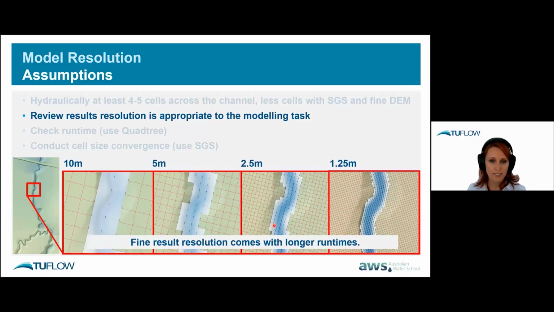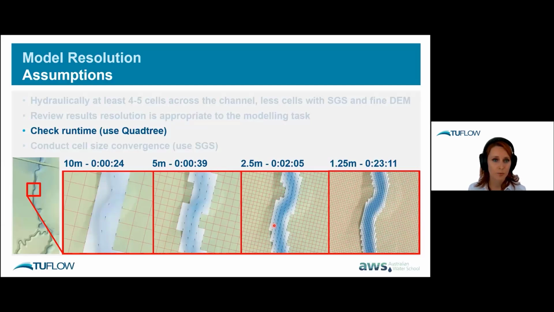But using a smaller cell size comes with longer run times. For example, here we have 10 meter running in 24 seconds, 5 meter in 39 seconds. If you go lower, then you can finally see some simulation runtime increase. The 2.5 meter model runs in over 2 minutes, and the 1.25 meter model runs in over 23 minutes.